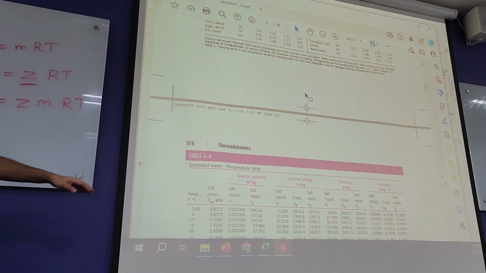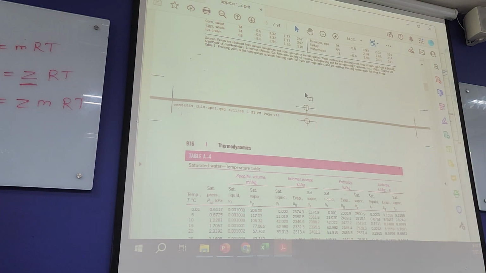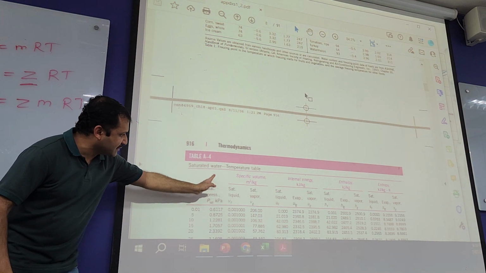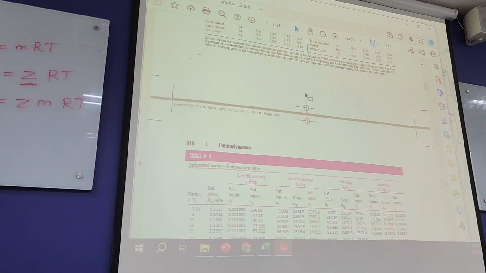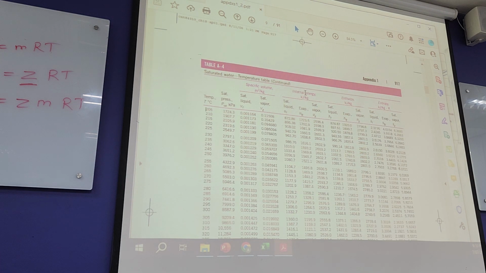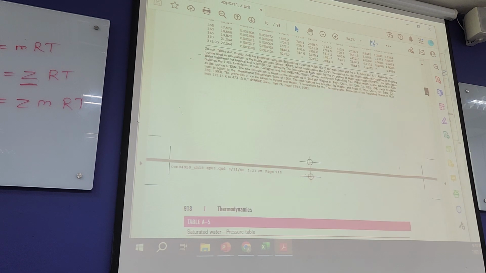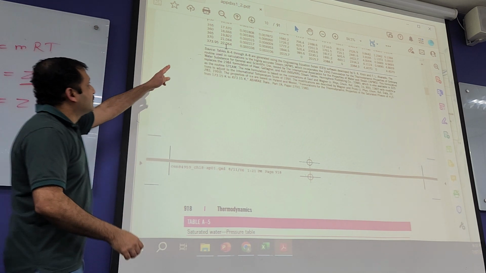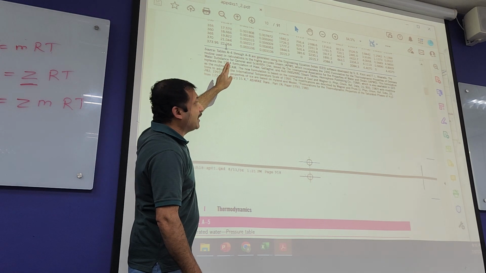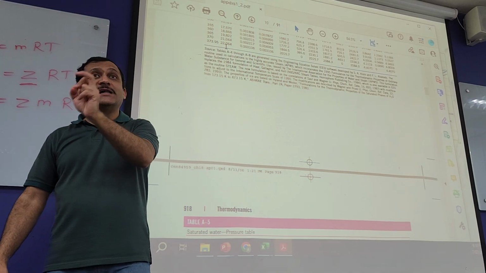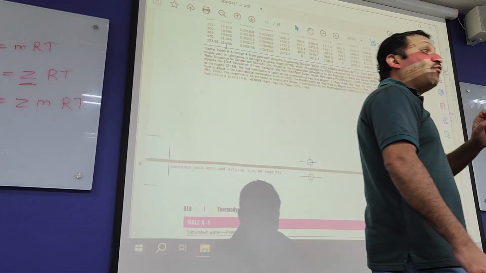You see, that's the saturated water table. Now, if we look at that first column, it is temperature, and the second is pressure. So that's the last temperature and that's the last pressure. What are those values? 373 and 22,064. Those are the critical temperature and critical pressure of water.